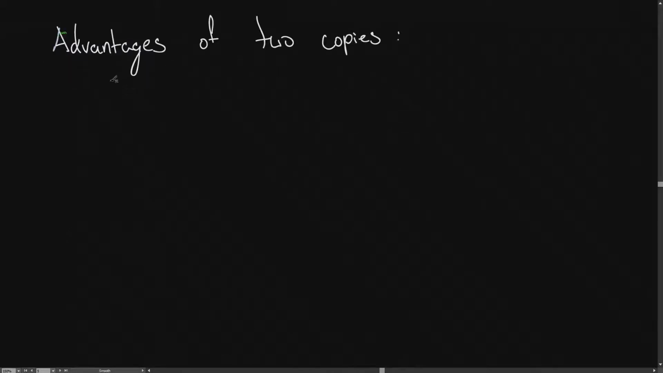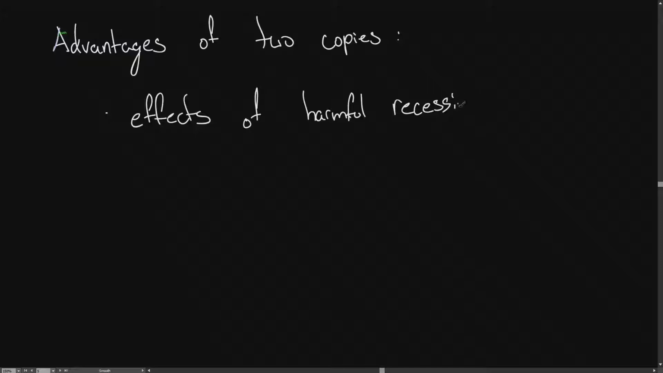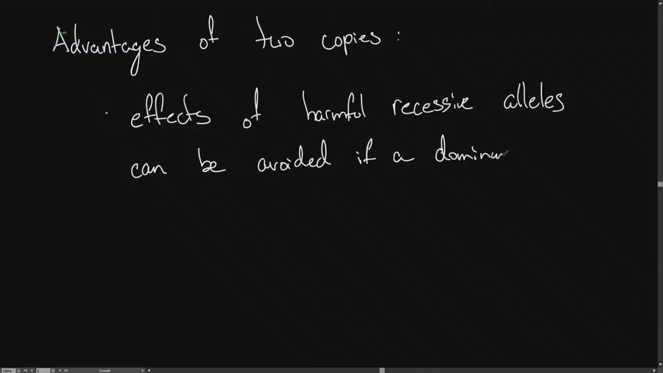And lastly, we'll be looking at the advantages of having two copies. The first advantage is that the effects of harmful recessive alleles can be avoided if a dominant allele is present.